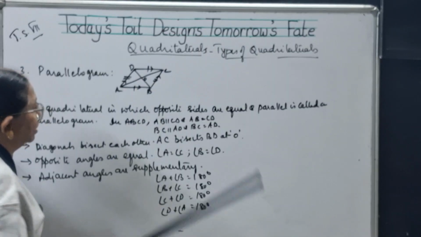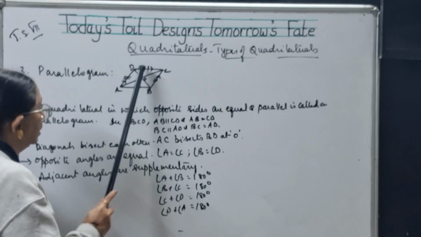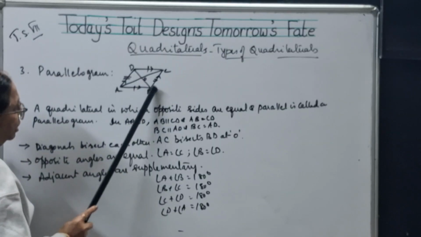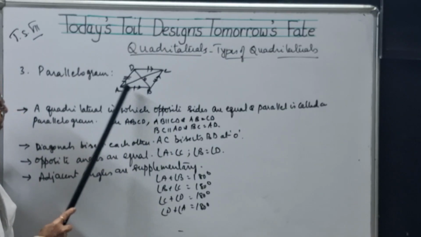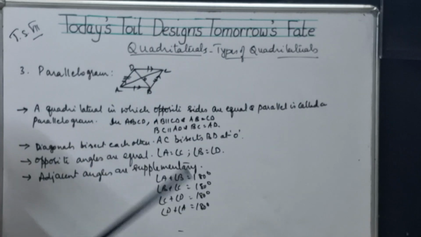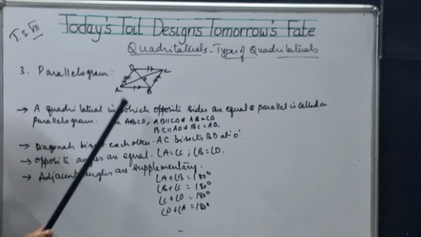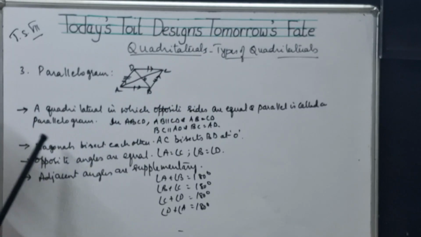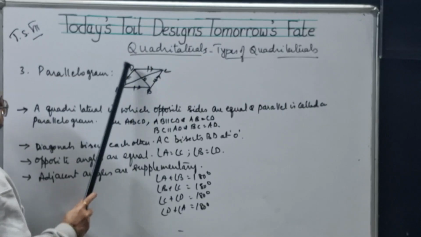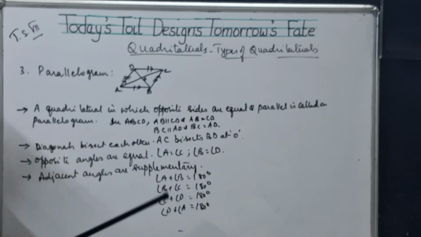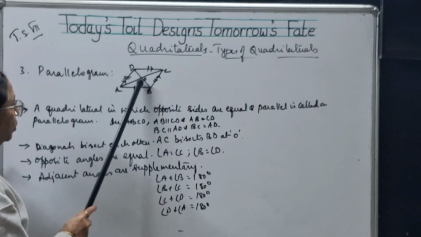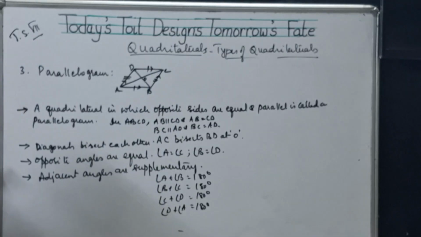The arrow mark says that they are parallel and a single line representation says that they are equal. Similarly, AD is parallel to BC and AD is equal to BC. So, basing on the opposite sides, it is finished. Another property, diagonals bisect each other. If you draw the diagonals, they divide each other into two. Bisect means divide into two. So, at O, they divide. AO is equal to OC.